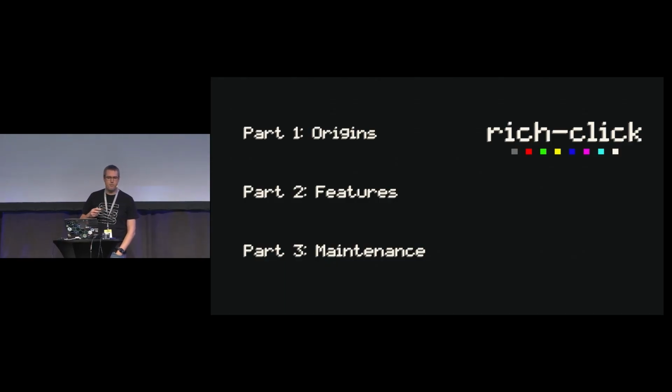So, rich-click. There are three parts to this talk. Start off with how it came about, some introductions, some background. I'll talk a little bit about what you can do with this Python library, and how it might be useful in code that you write and tools you build. And then I'll wrap up a little bit about how to deal with stuff getting out of hand if you're writing open source software, and a little bit of advice at the end.